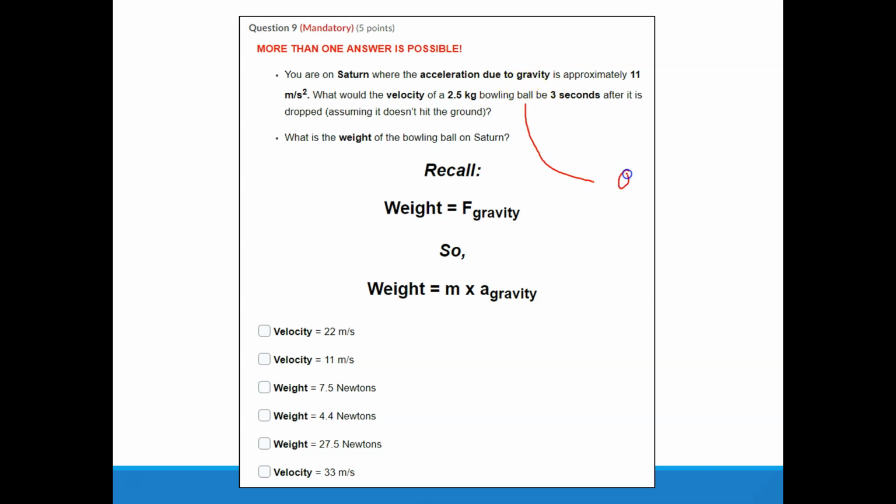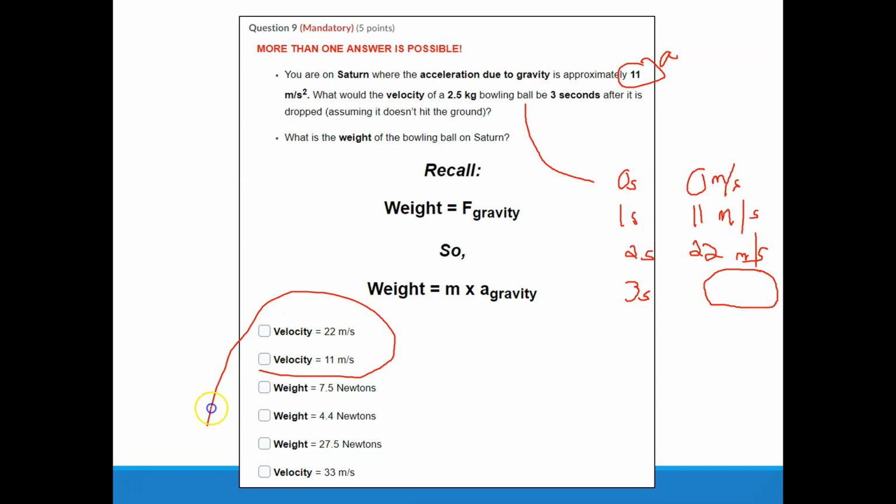So again, if we start out at 0 seconds and the ball is not moving, that's 0 meters per second. Then after 1 second, we're going to add 11 meters per second, because that's our acceleration here. After 2 seconds, you need to add another 11 meters per second, which would be 22 meters per second. And then you should be able to figure out after 3 seconds, how fast is this ball moving? That should help you figure out the velocity. You can see here you have 3 different velocities to choose from. And then let's go ahead and talk about the weight.